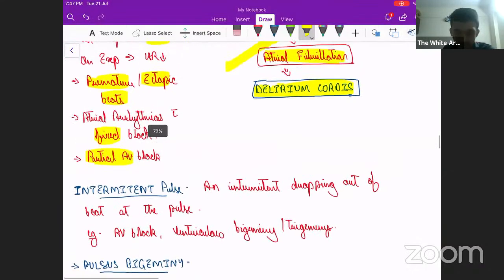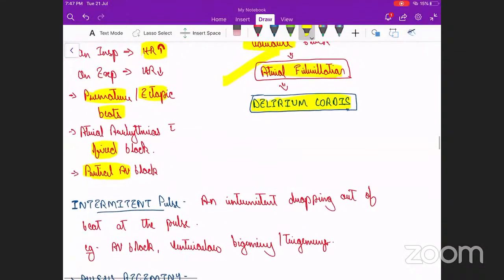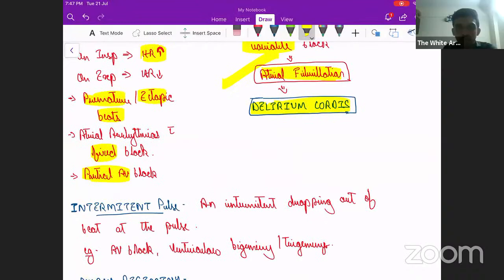intermittent pulse. Whenever you have an AV block, like 2:1 block, or when you have an atrial arrhythmia with fixed block, we will not expect a pulse with every beat. Okay, where was I?